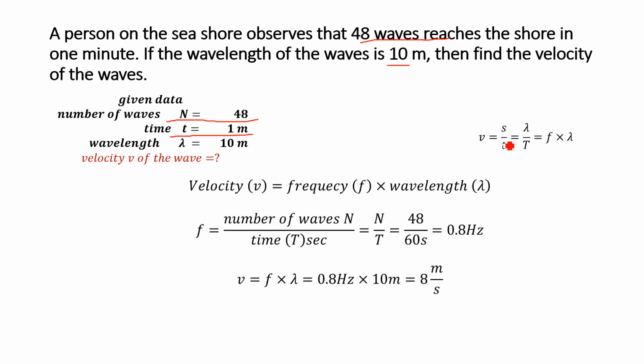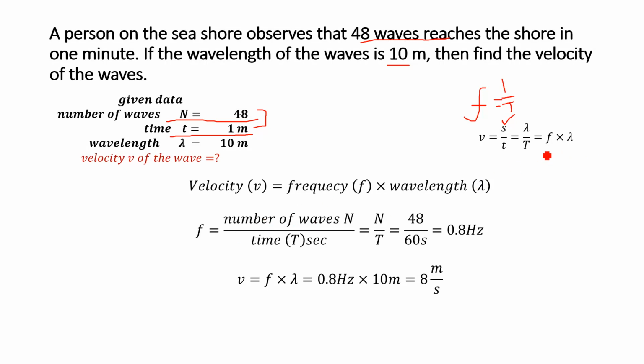Velocity, we know, is equal to s divided by t, where s is the distance or displacement, divided by time. In the case of a wave, s is equal to lambda, and we use the term time period in the case of waves. The time period here is not given, so we will determine frequency. 1 over T, the time period, is equal to frequency. Frequency f is the reciprocal of time period. So we will have velocity is equal to frequency times lambda, or frequency times wavelength.